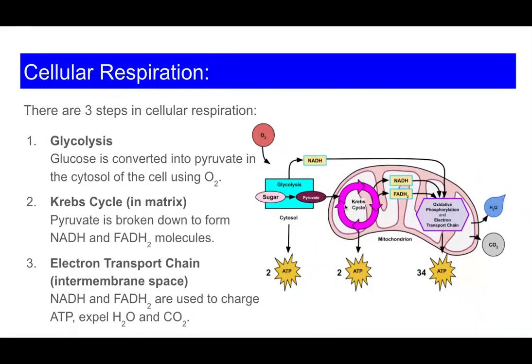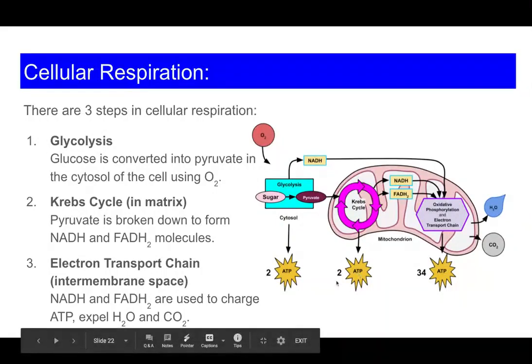So inside the main matrix of the mitochondria, we perform the Krebs cycle. And then what that Krebs cycle does is it just breaks that pyruvate down into more NADH and FADH2 batteries, like a lot of them, a good chunk of them. So we charge up a whole bunch of these batteries, and we make a couple ATP, just a couple. And then the true magic happens.